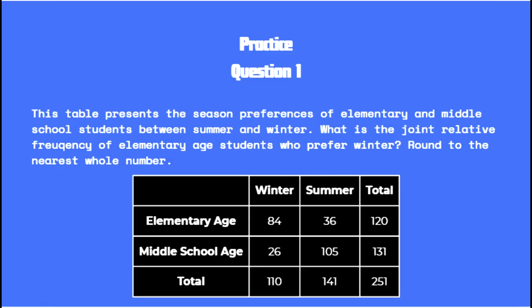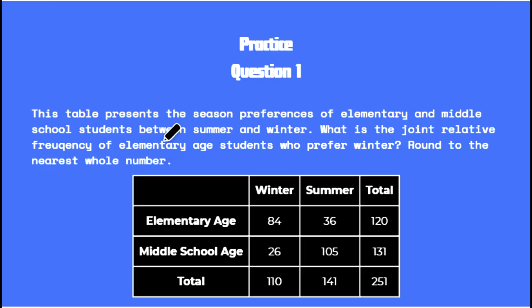Here is practice question number 1. This is at the end of your lesson, so you'll want to write your answer down so you can enter it when you go fill out your lesson. This table presents the season performances of elementary and middle school students between summer and winter. What is the joint relative frequency of elementary age students who prefer winter? Round to the nearest whole number. Pause it, figure it out, come back.